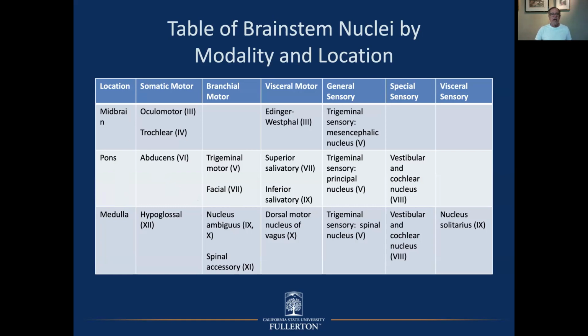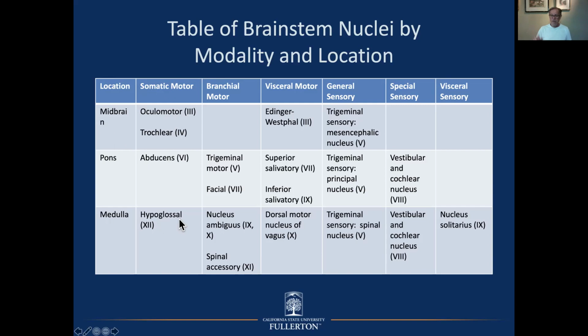What do I mean by modality? Well, here's the oculomotor, trochlear, and abducens nuclei. Those are nuclei that control the striated muscles that move your eyeballs. You look to the right, look to the left, up, down, etc. Those are striated muscles controlled by somatic motor nuclei. Here's their names. Here's where they're located.